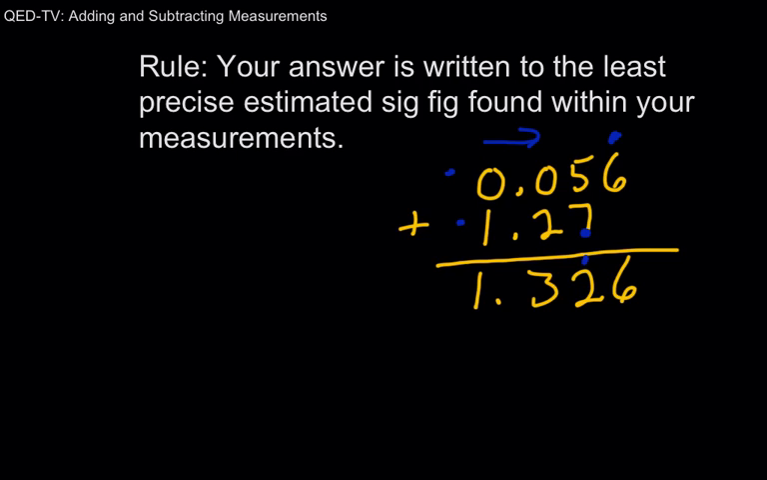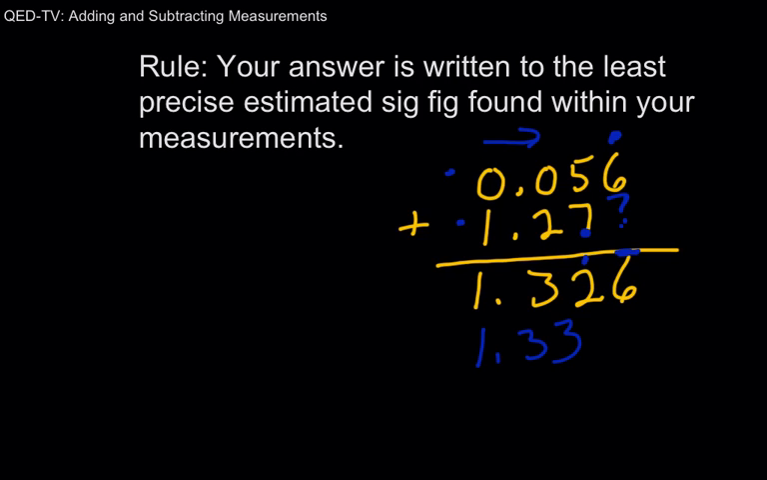We can't put another digit out here because although we have the sig fig up here, the 6, we don't know what this digit is. This is like a question mark. We don't know what that is. So we can only write our answer to the least precise estimated sig fig, which means we have to round our answer to the hundredths place. We round it according to the rounding rules, and our answer here would be 1.33. Hope you understand that rule.